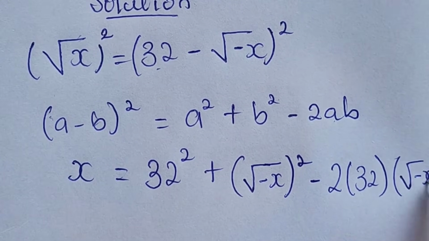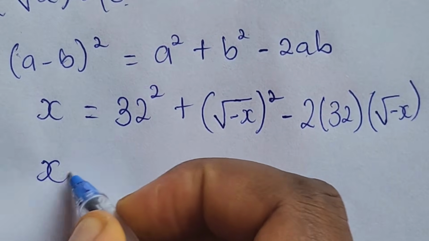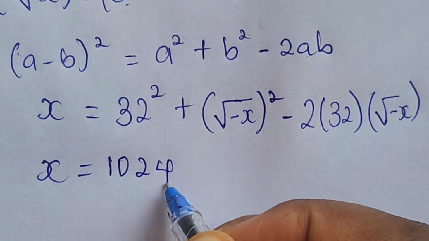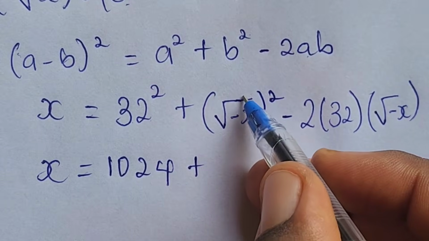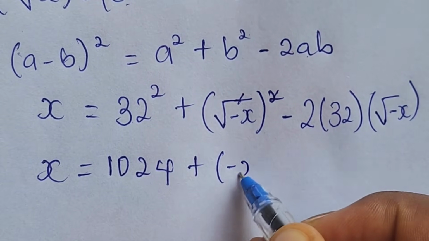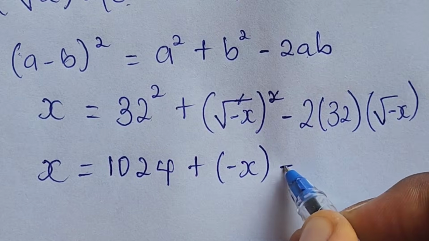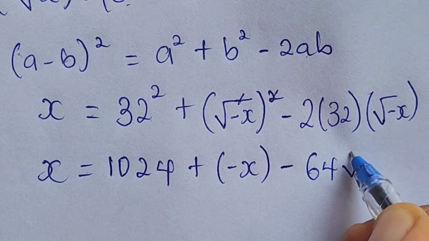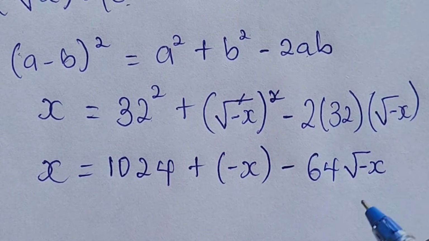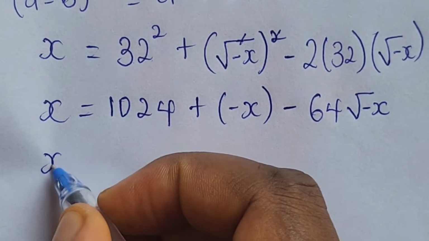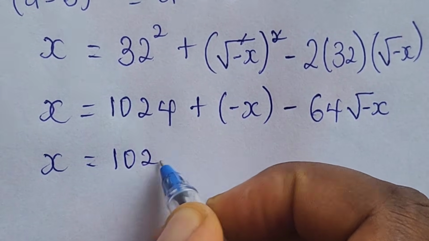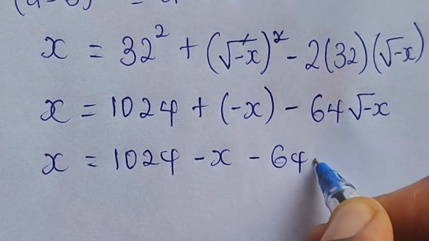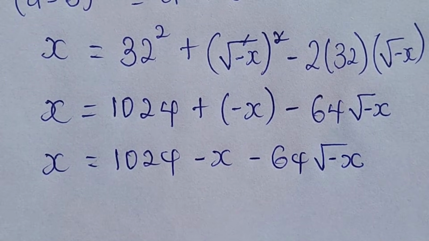times root minus x. From here, we have x to be equal to 32 to the power of 2 is 1024. We have this to cancel this. We are left with minus x. We have minus 2 times 32, we have 64 root minus x. So this gives us x to be equal to 1024 minus x minus 64 root minus x.